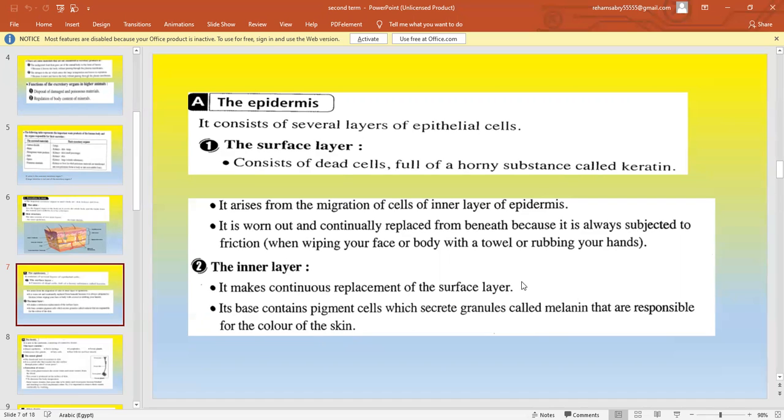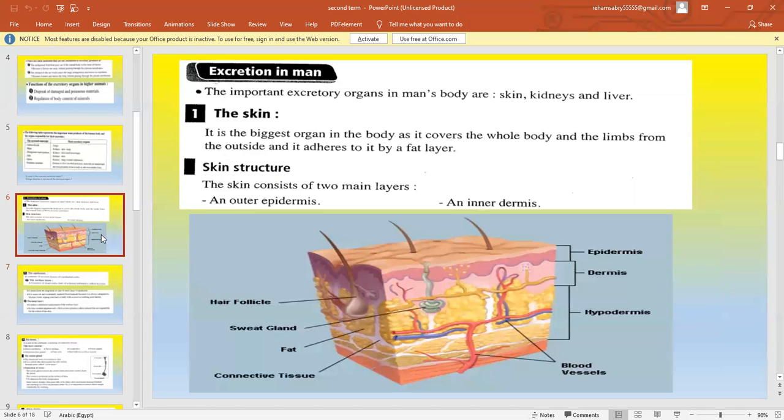It is the inner layer of the epidermis. So if I am asked how our body color appears, or from which part of the skin, I will say the epidermis, the inner layer of the epidermis. Why? Because it contains the melanin. What is the function of the melanin? It gives the body its color, it gives the skin its color. Okay.